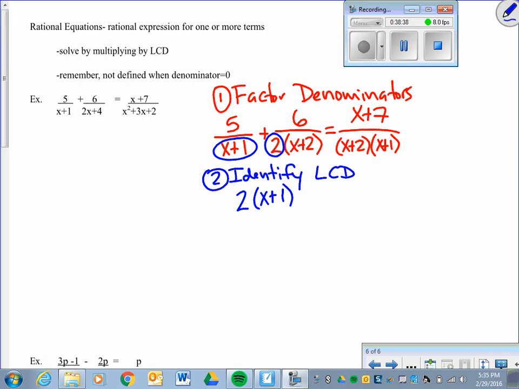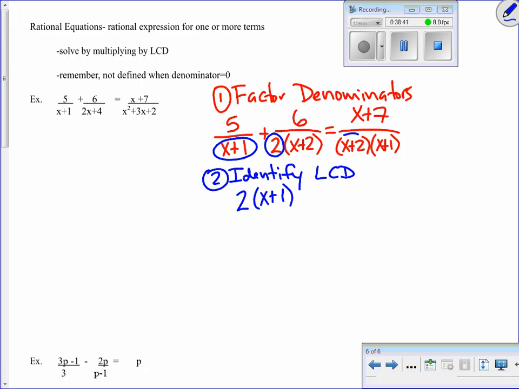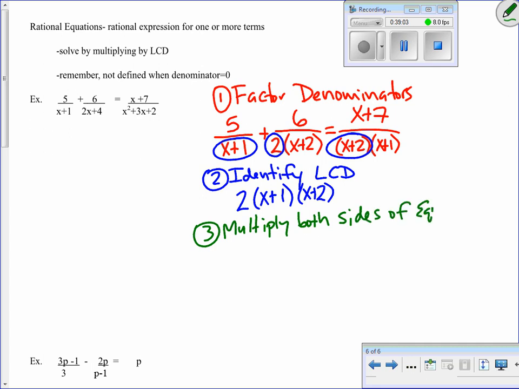So we've got 2. We've got x plus 1. The other factor I see, I need an x plus 2. And the highest degree I see it raised to is 1. So that's all I have to worry about. So that's going to be my LCD. I'm going to multiply both sides of my equation by the LCD. So multiply both sides of the equation by the LCD.